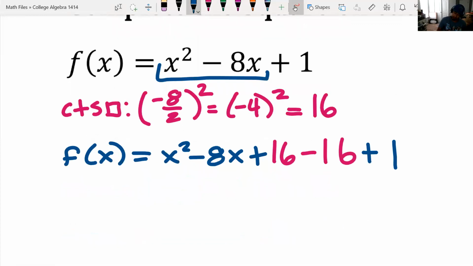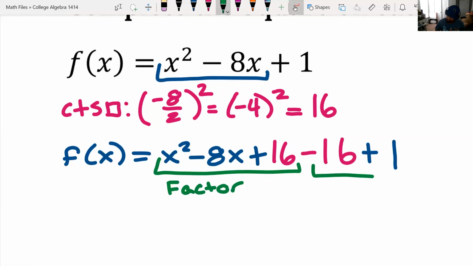The next thing we're going to do is group the first 3 terms. Because remember, whenever you complete the square, these 3 terms become factorable. So we're going to factor. And over here, we are just going to simplify.